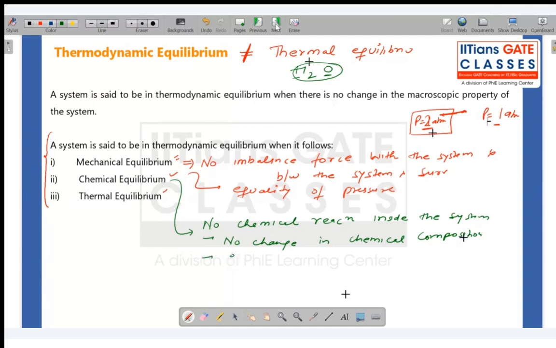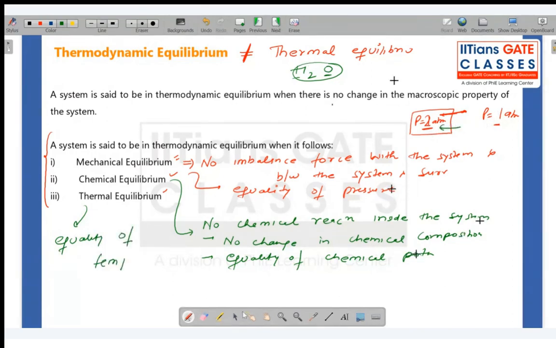Okay, so basically here the criterion is equality of chemical potential. Now thermal equilibrium is the equality of temperature, so between system and surrounding there will be no inequality of temperature. If these three conditions are satisfied, then you can say your system is in thermodynamic equilibrium. Thermodynamic equilibrium is not equal to thermal equilibrium; thermal equilibrium is a part of thermodynamic equilibrium.